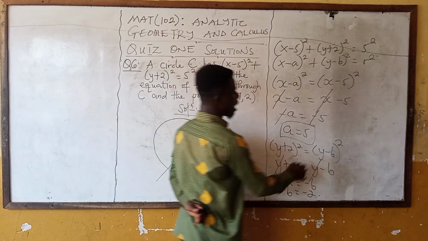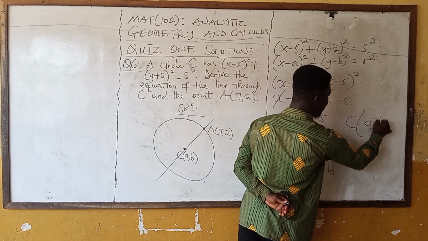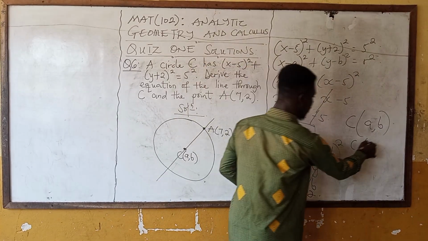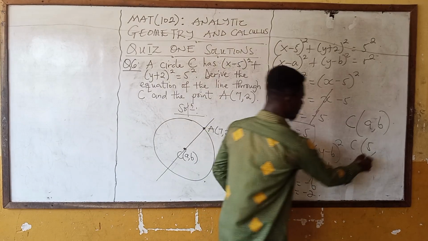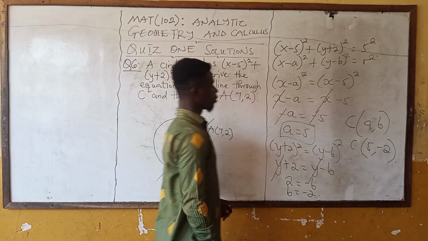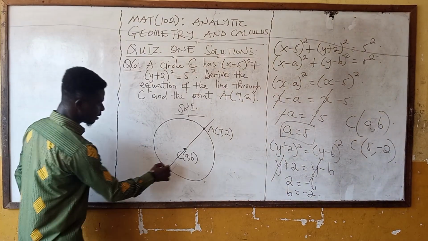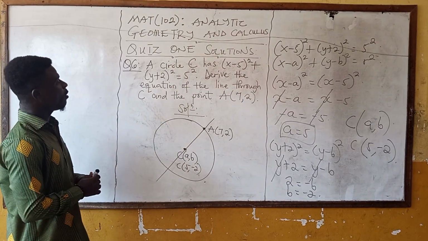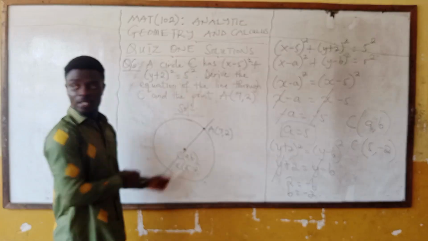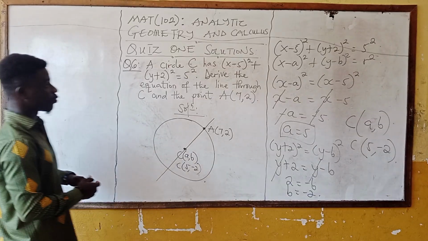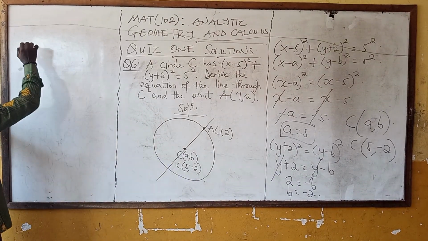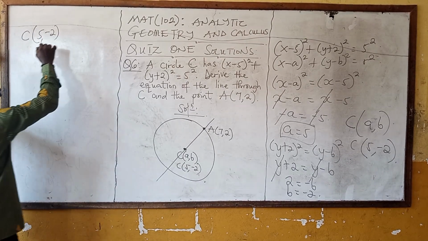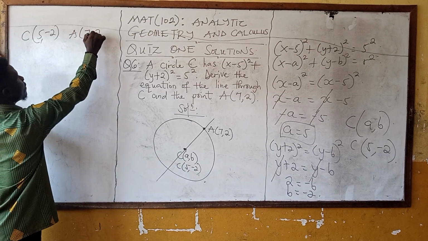Now don't forget, our center C is in the form (a, b). So our a is 5, and our b is negative 2. So we have the center, which is (5, negative 2). Now, how can we derive the equation of the line? I have point C, which is (5, negative 2), then point A, which is (7, 2).